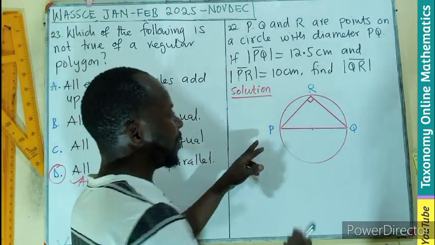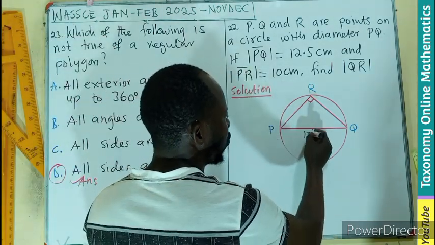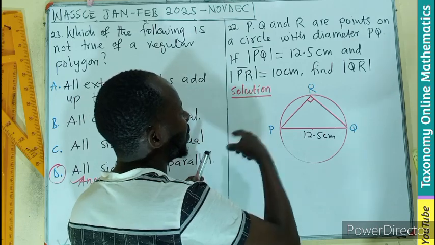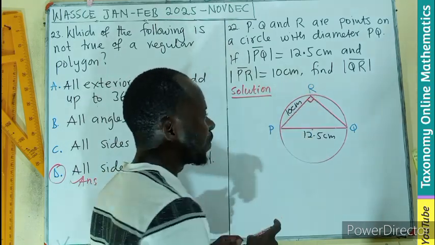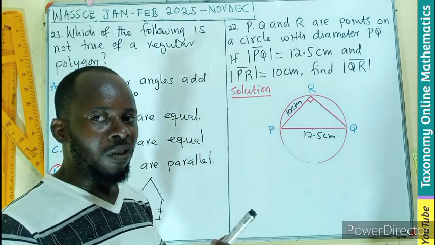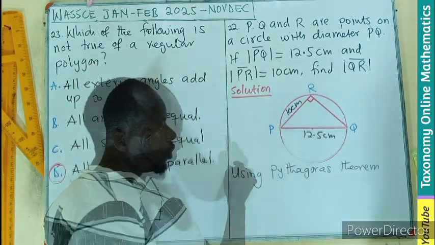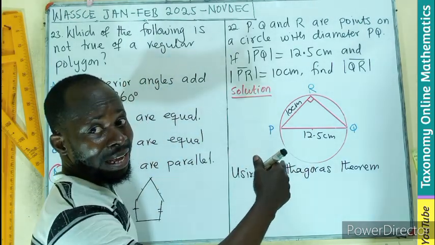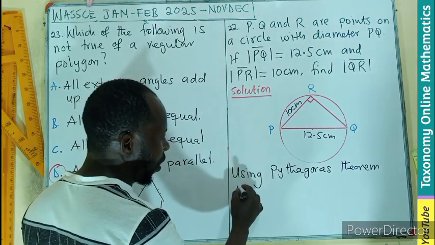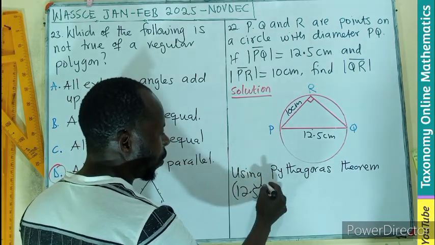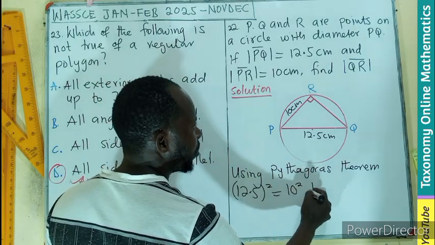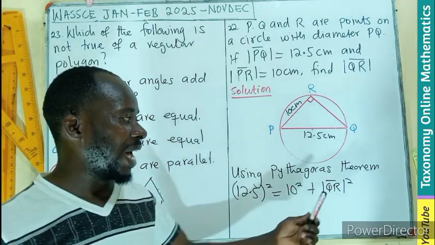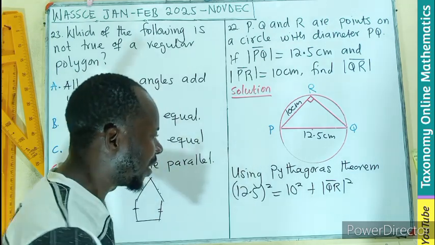Now the length, meaning the measurement of PQ, is 12.5 centimeters, the whole length. Then that of PR is given as 10 centimeters. We are only looking for QR. So that will be the use of Pythagoras theorem. Using Pythagoras theorem, the longer side is the hypotenuse. So I should be having 12.5 squared equals 10 squared plus QR squared. Remember, this is where the attention is. So we are going to maintain that and find the value of the others.